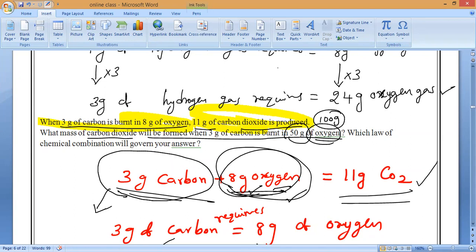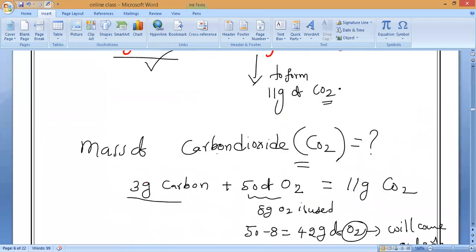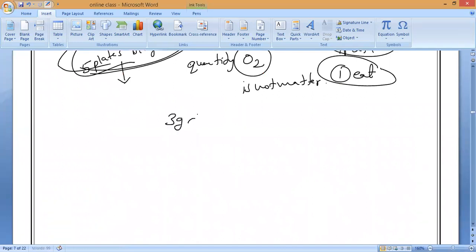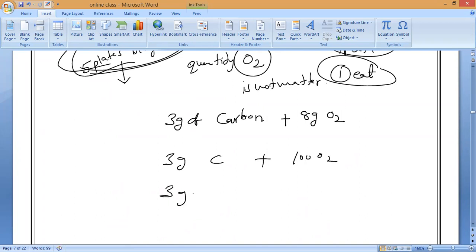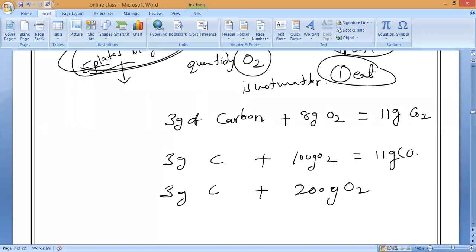Understand, Hari, Kaushik, Mitakshri? Yes, sir. Whenever I am burning 3 grams of carbon, everyone please note it down: 3 grams of carbon with 8 grams of oxygen, 3 grams of carbon with 100 grams of oxygen, 3 grams of carbon with 200 grams of oxygen, it doesn't matter. Always I will get only how many grams of carbon dioxide? Only 11 grams of carbon dioxide. Here also 11 grams, and here also, only 11 grams of carbon dioxide.